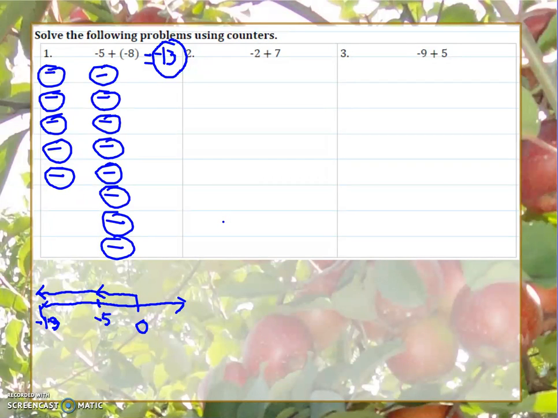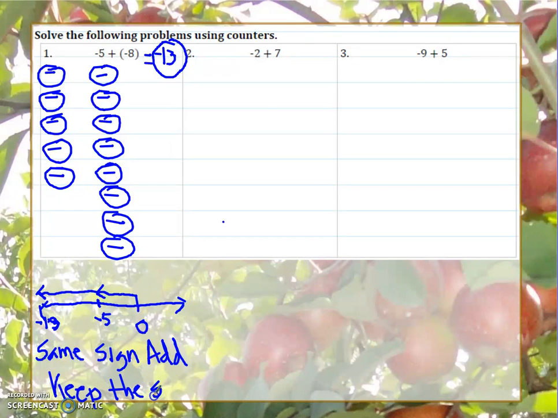All right. And then if we're using the mathematical rules, our mathematical rule is same signs add and keep the sign. So we have same signs add, keep the sign. Let's take a look at number 2. We have negative 2 plus positive 7.